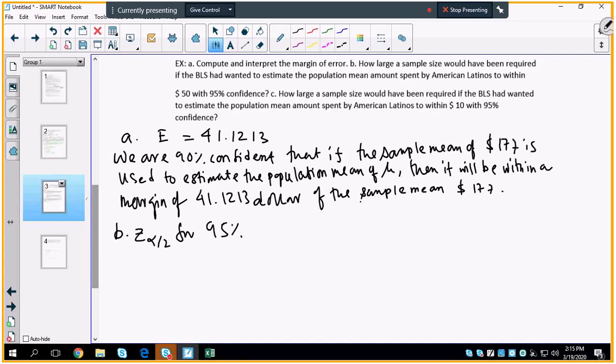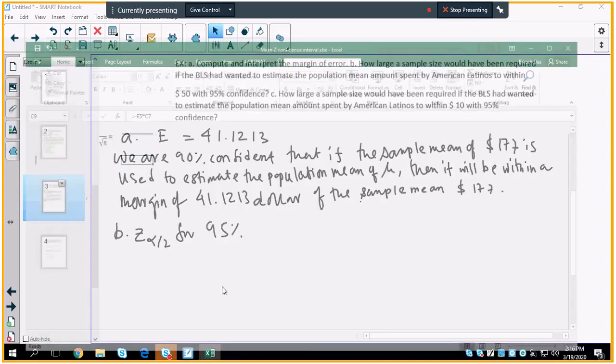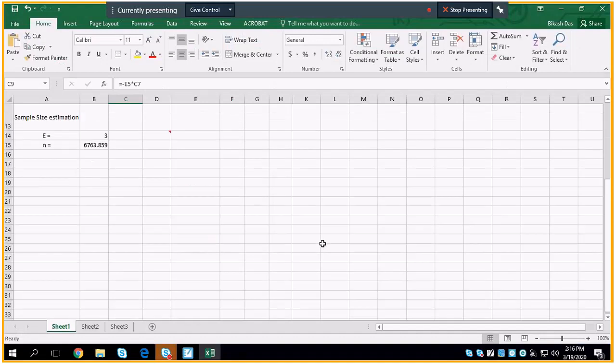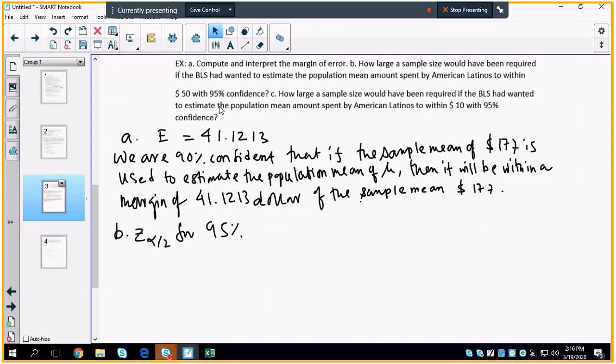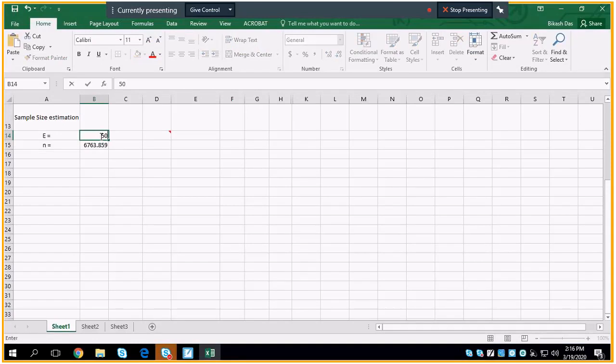And that is going to give me Z alpha over 2, which we are going to use in order to find out the required margin of error. So in fact, if you go to the spreadsheet, it will show you the calculations for the required sample size. So this one, according to our problem, we want it to be within $50. So I will just say this is $50.